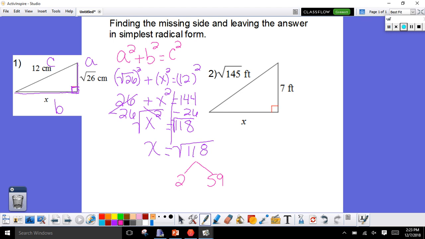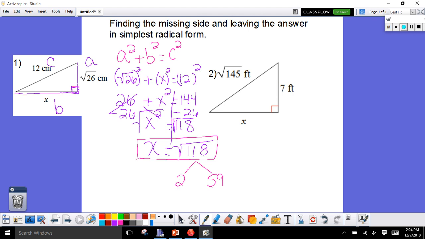Now, there is nothing else I can multiply to form 2, so that's a prime number. 59 is also a prime number. Therefore, I cannot simplify anymore. There is no perfect square factor, so my answer is just going to stay as x equals the square root of 118.